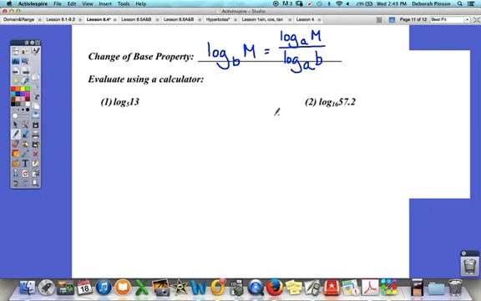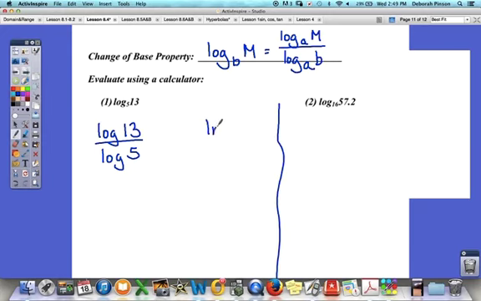Now I want us to do 2 of these in our calculator. So we have log base 5 of 13. I'm going to change it to something I can put in the calculator by saying log base 10 of 13 over log of 5. Now I could also do this using natural log. So I could also do natural log of 13 over natural log of 5.